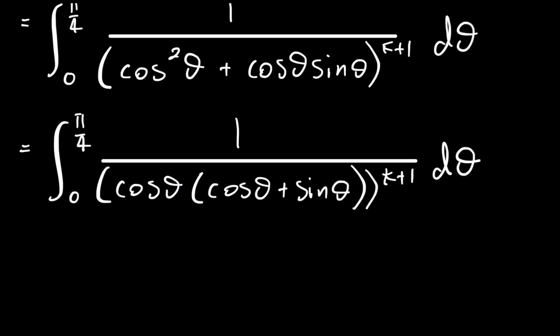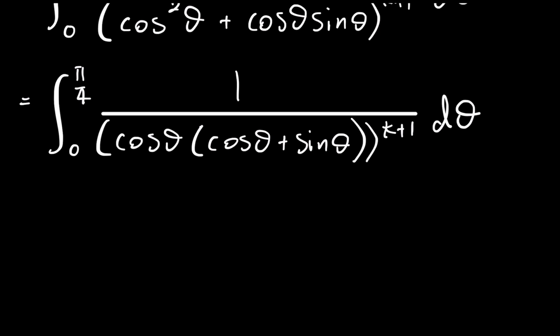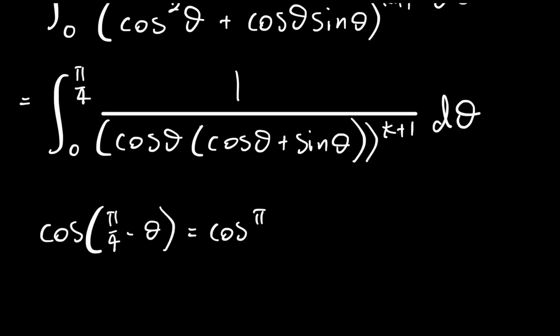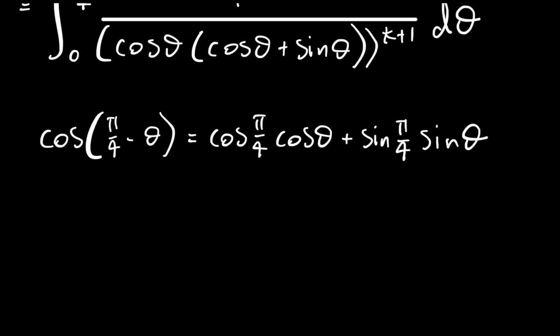So, I see what we have, and I think the addition formulae would be pretty useful. If we expand cos of pi over 4 minus theta out, we get cos pi over 4 cos theta plus sine pi over 4 sine theta. And cos pi over 4 and sine pi over 4 are both 1 over root 2. So we have 1 over root 2 cos theta plus 1 over root 2 sine theta.